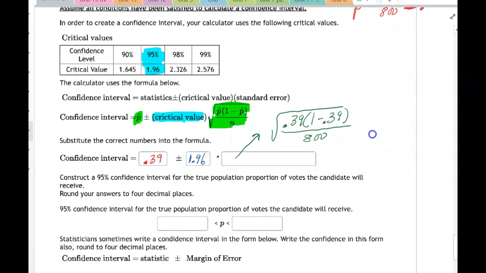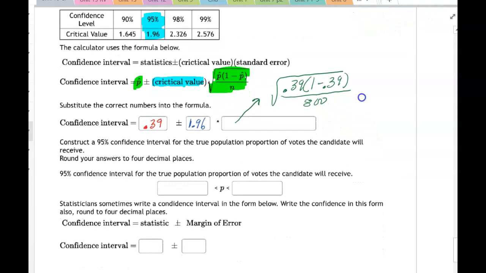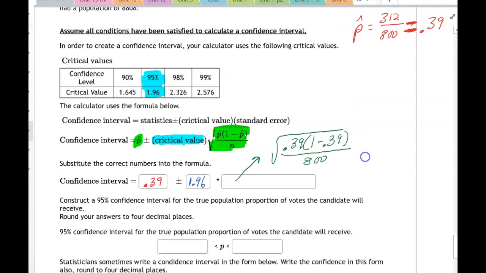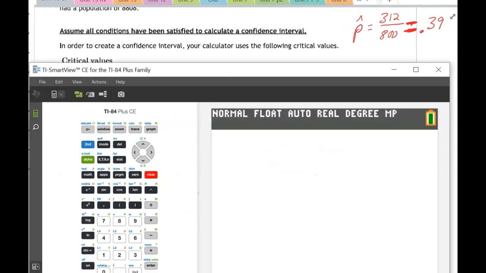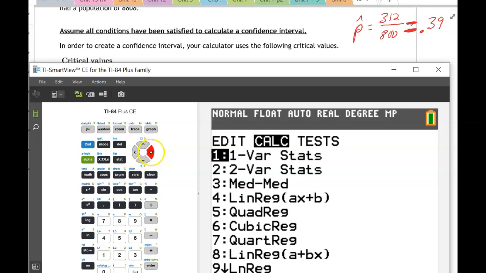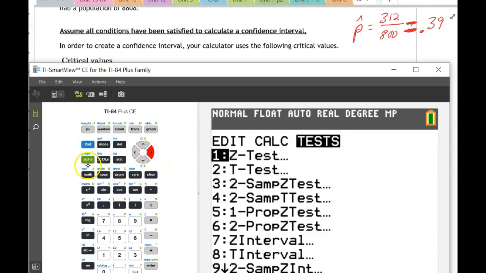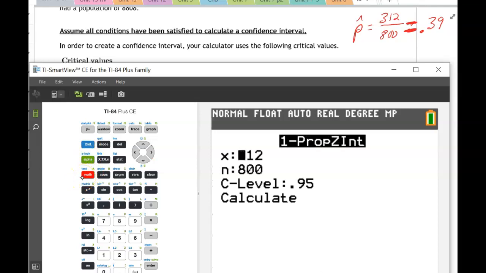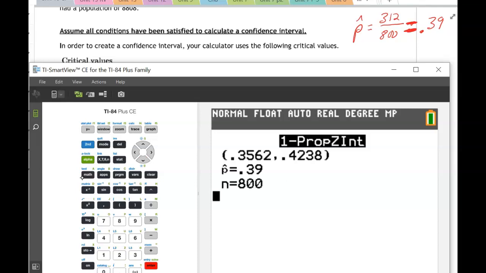Now continuing on this problem, at this point we want to use our calculator. So I'm going to get my calculator out. We're going to go stat, test. We're going to go to letter A. So you've got to go to letter A. And for the one proportion z interval, we're going to type 312, 800, confidence level 0.95. We're going to move down to calculate and press enter.